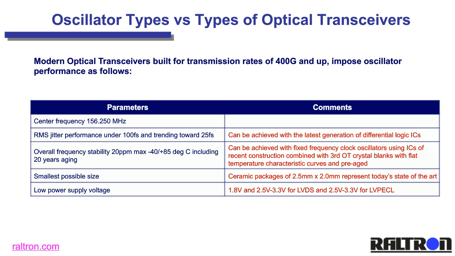And there are several power supply voltages available. So depending on the application, depending on the rest of the circuit, the power supply voltages available in LVDS are 1.8 and then 2.5, 3.3 volts. Whereas in LV-PECL, they only are available at 2.5 to 3.3 volts. So this is the state of things regarding clock oscillators, which are primarily used in the small transceivers.